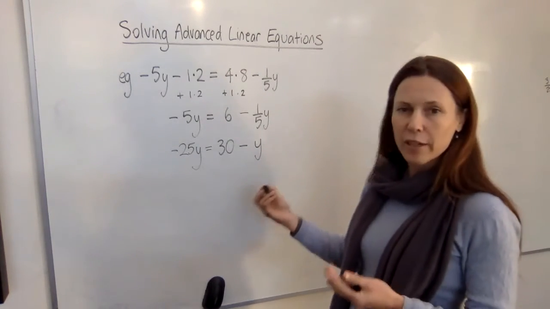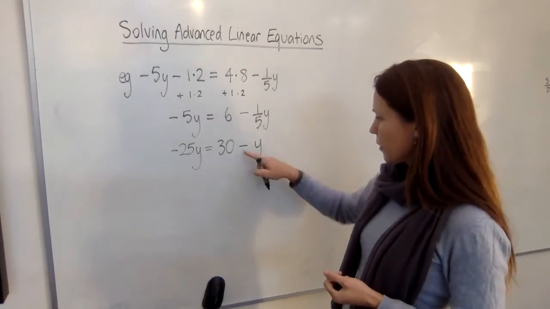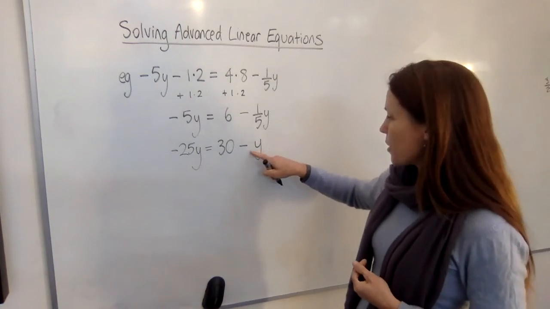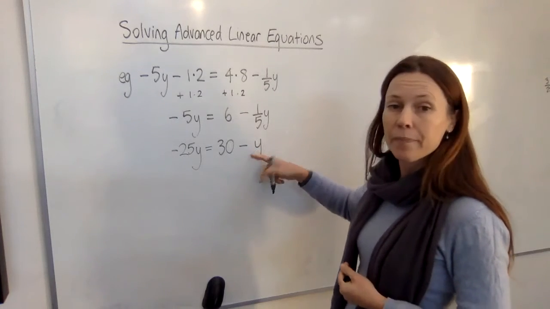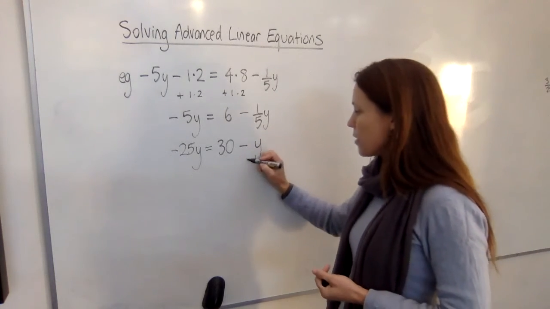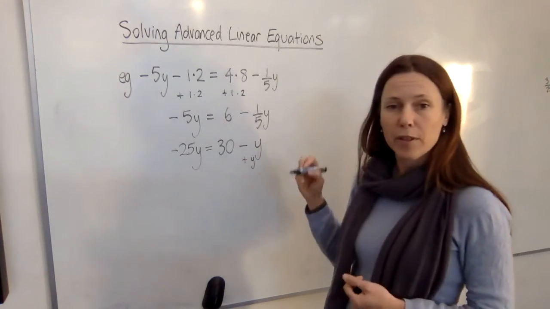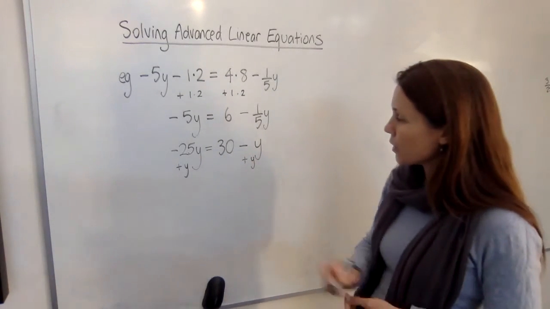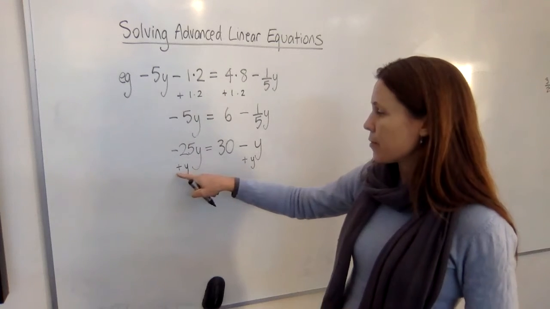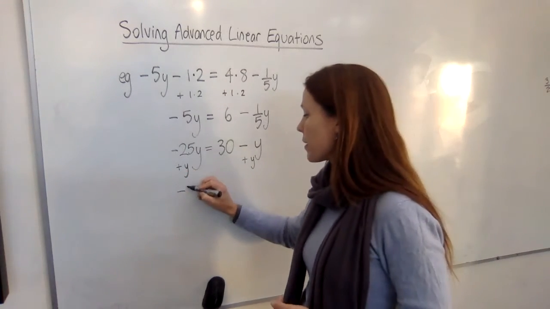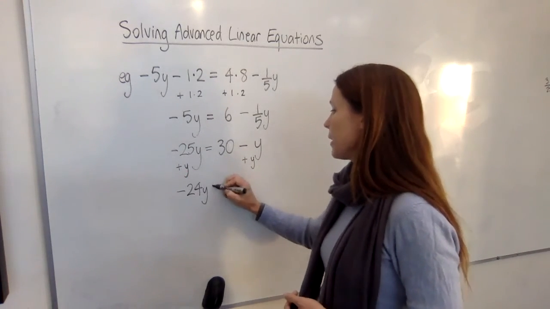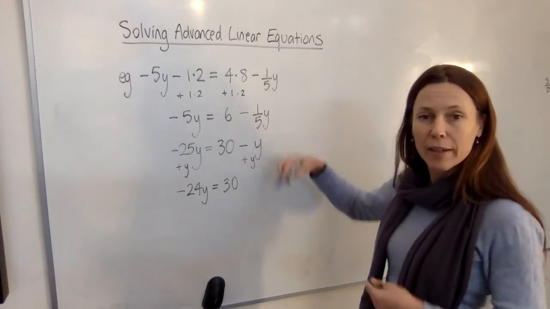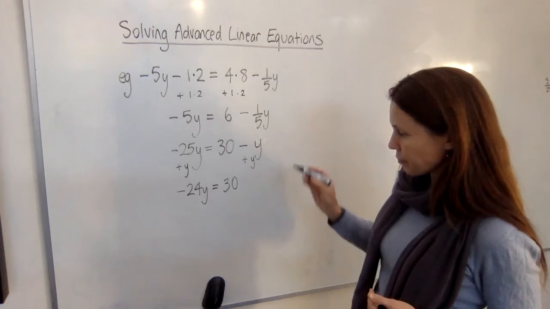All right, at this point, I'm trying to get my y's together. So I've got some y's here, numbers here, and some more y's there. So I'm thinking I'll get rid of this minus y. How do you disappear minus y? You just add y, do the opposite function. But you need to do it to both sides to keep it fair. So minus 25y plus y will be minus 24y. And over on this side, we're left just with our 30. This minus y and plus y cancel each other out.